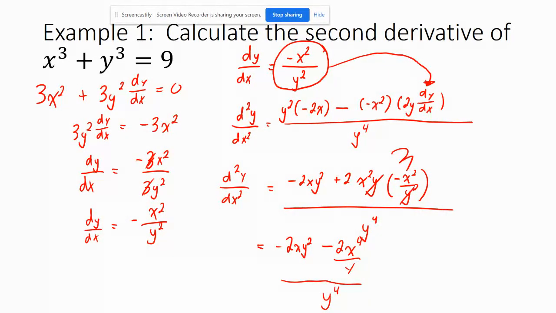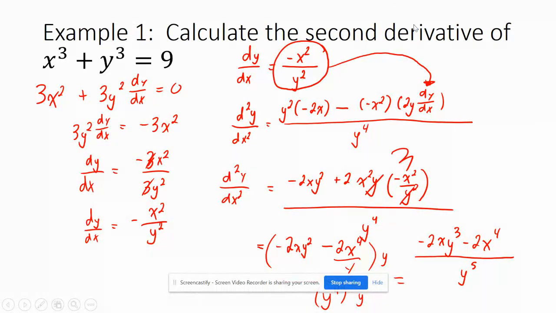Here's going to be our next trick. It's kind of awkward to have a fraction over a fraction like this, so I'm going to multiply the top and the bottom of this fraction by y. This is going to give me negative 2x y cubed minus 2x to the fourth, all over y to the fifth.